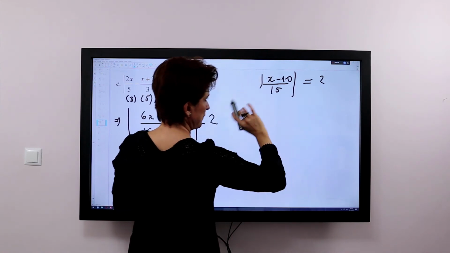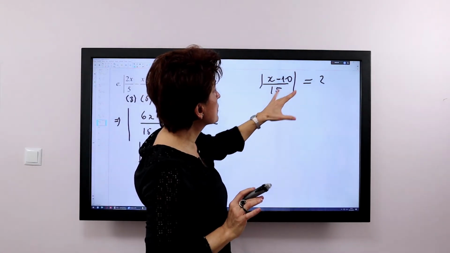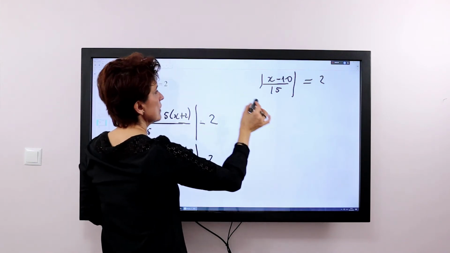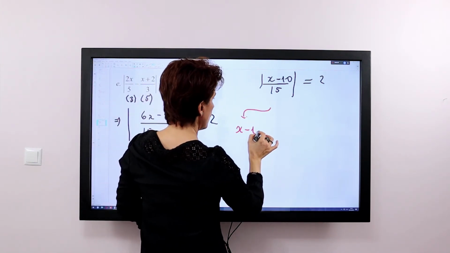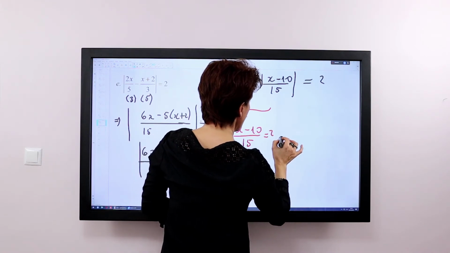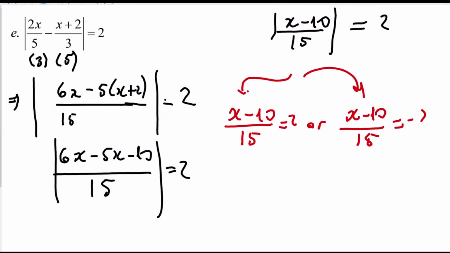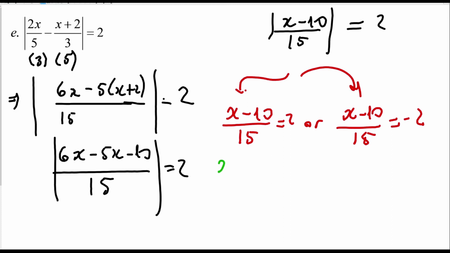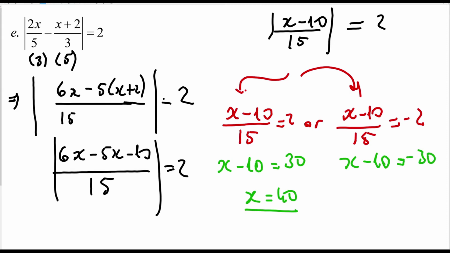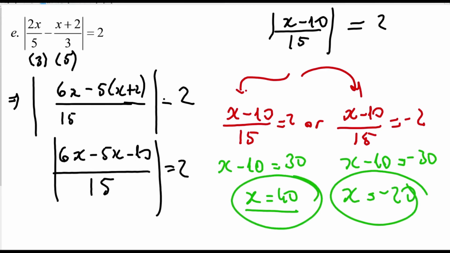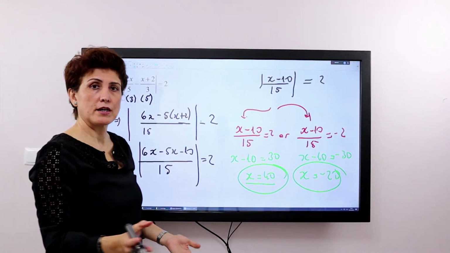Here, 2. Again, which number has distance 2 to the origin? We have two options: (x - 10)/15 is 2, or (x - 10)/15 is -2. So for the first one, x - 10 is 30, x is 40. Got it? 40. Then here, x - 10 is -30. If I move -10, x is -20. So we found two different solutions for this equation. Got it?